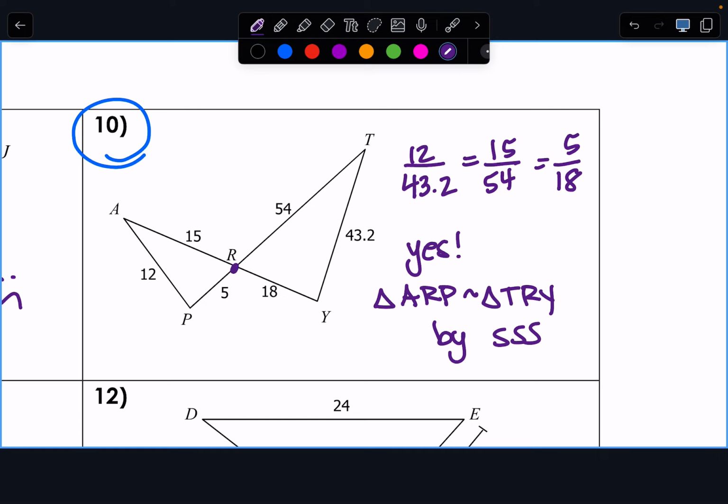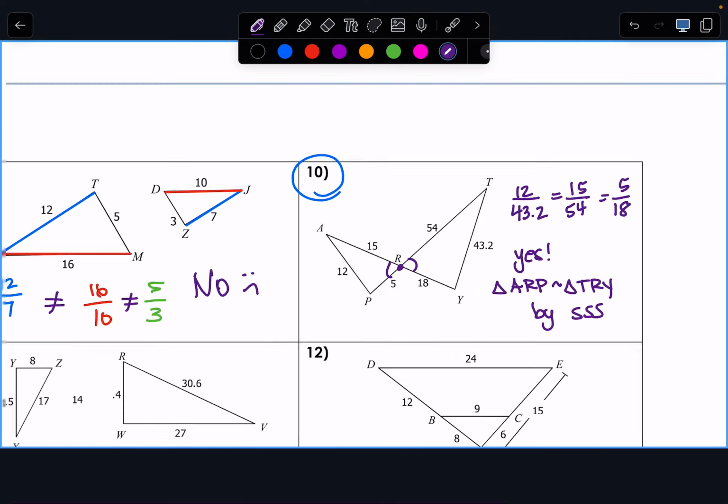The R's need to be in the same place because their angles are vertical. Okay. You're vertical. All right. Now let's go to our last one.